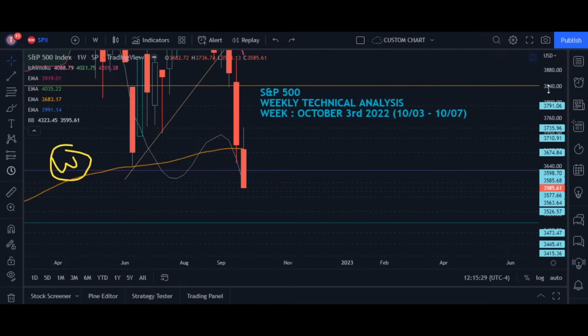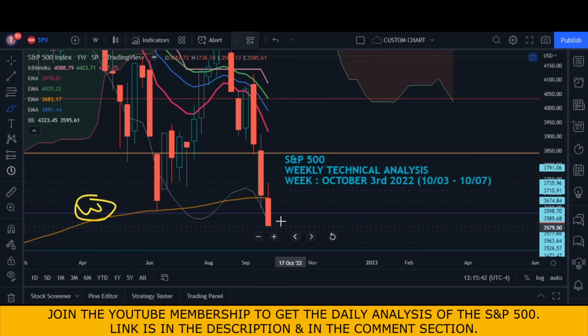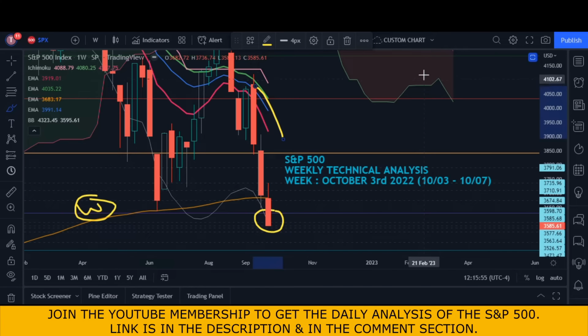So technical analysis, nothing new, nothing has changed. First comes the Bollinger Band. This is the lower band of the Bollinger Band. This is the median of the Bollinger Band. Because the S&P 500 has closed below the lower band and below the median of the Bollinger Band, this means that the S&P 500 is clearly bearish through the Bollinger Bands, right?